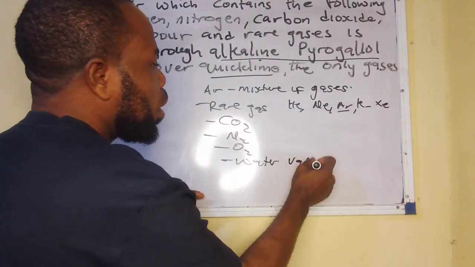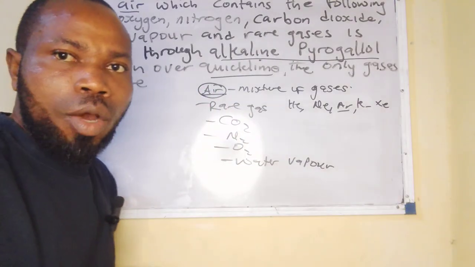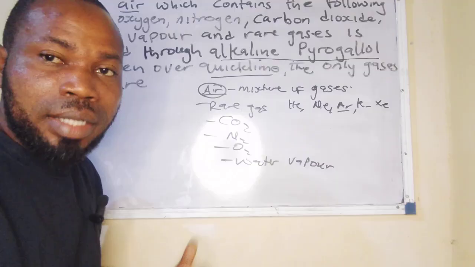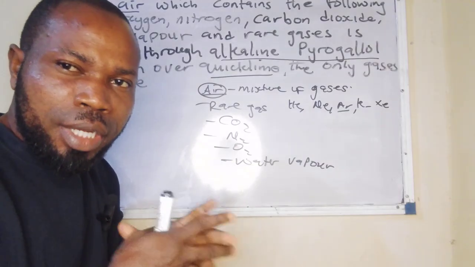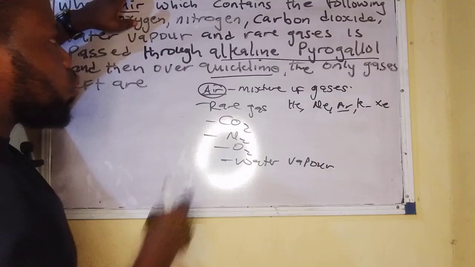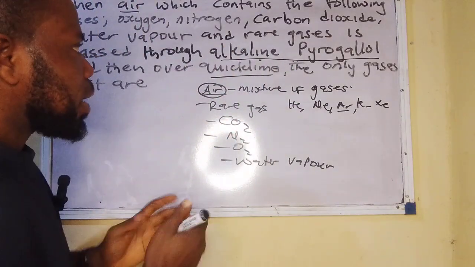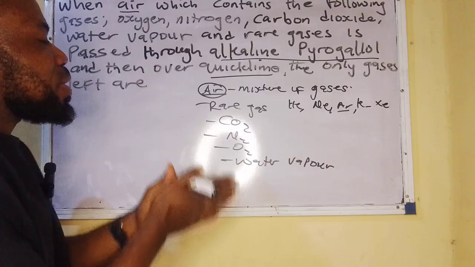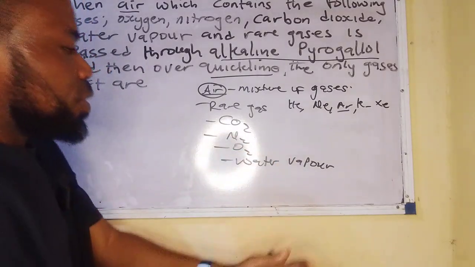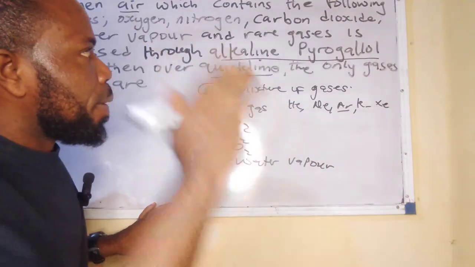Then we also have water vapor. Now, because air itself is a mixture, and the components of a mixture can be separated physically, they are not chemically bonded together. Now the question is, if I pass air through alkaline pyrogallol and I pass it over quicklime, what is the constituent of air that will be left behind? Now let's begin to analyze this step by step.